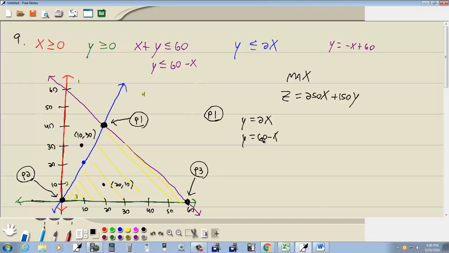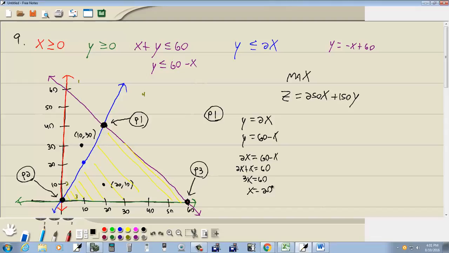Now this is a system of equations. We want to solve this. Substitution's the easiest way here, because here we said y is equal to 2x. We can put 2x in the y down here. So we got 2x is equal to 60 minus x. Take that negative x over. We got 2x plus x is equal to 60. 3x is equal to 60, or x is equal to 20. Yeah, that kind of makes sense looking at it. It looks like 20, 40, doesn't it?